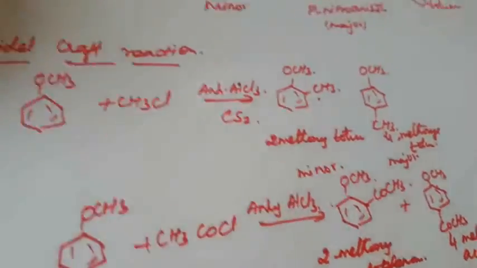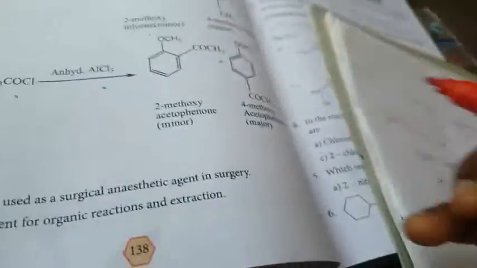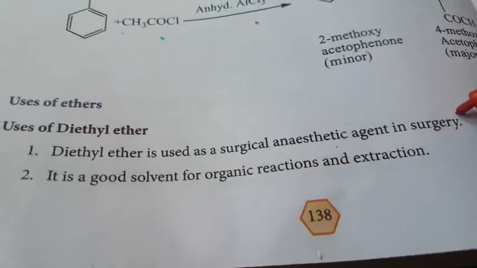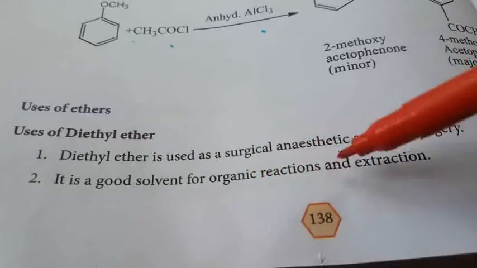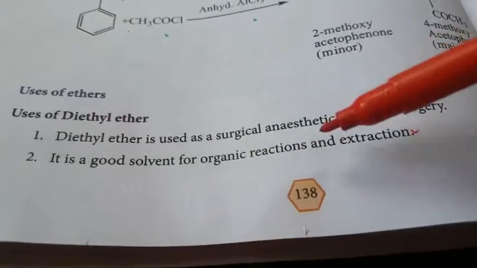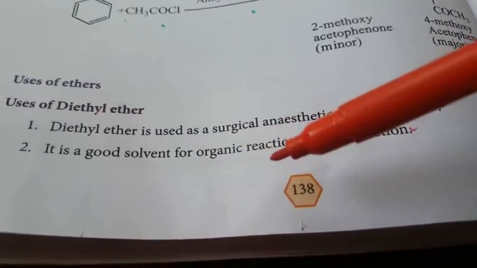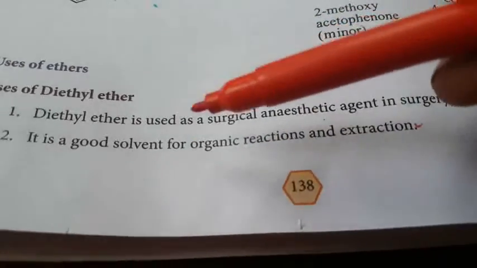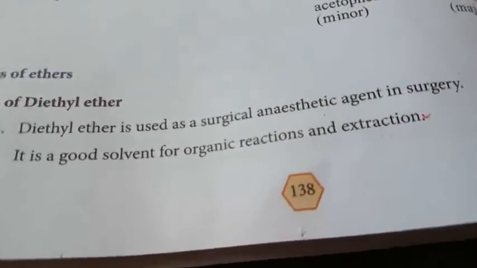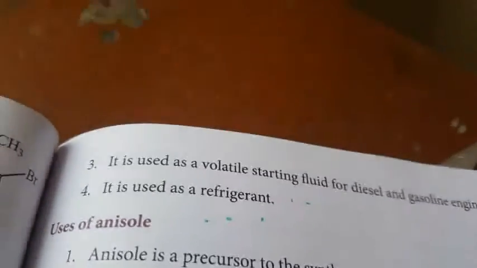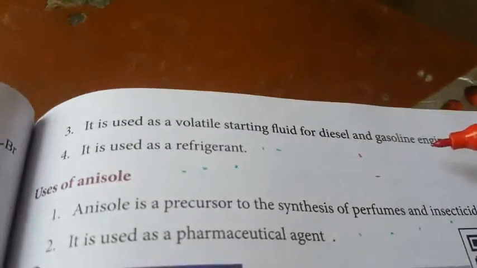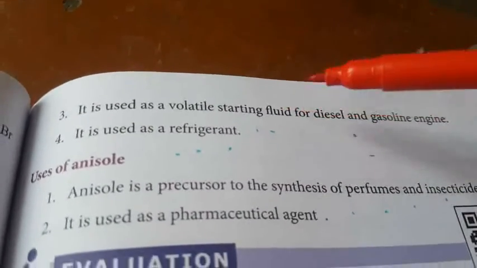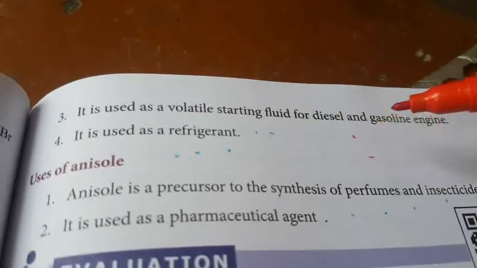Next one is the uses of ether. Diethyl ether is used as a surgical anesthetic agent in surgery. It is a good solvent for organic reactions and extraction. What is meant by organic solvent? To dissolve compounds. Another use is as a volatile starting fluid for diesel and gasoline engines. So diethyl ether is used as a starting fluid for the diesel engine.